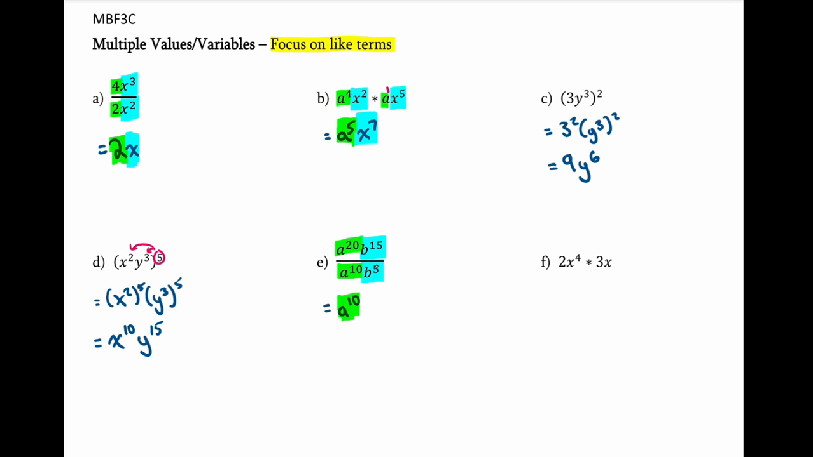The second part focuses on the b's. So again, division of powers means I have to subtract the exponents. So it's going to be b to the power of 15 minus 5, or 10. And there's the second part.